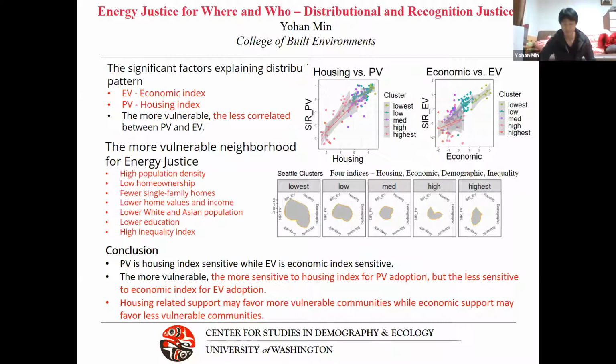In conclusion, this study identifies vulnerable communities and their characteristics regarding rooftop solar and EV chargers. Housing-related support may favor more vulnerable communities. On the other hand, economic support may favor less vulnerable communities. This will help policymakers leverage the synergies of those two technologies in terms of distributional and recognition justice.